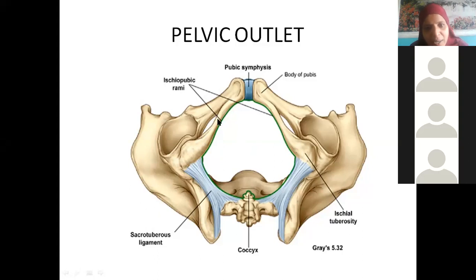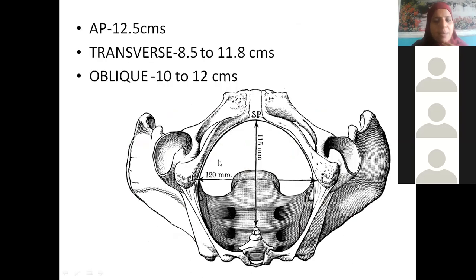Suppose you are taking the dimension from the ischiopubic ramus of the right side to the sacrotuberous ligament of the left side, what diameter is running? Yes, very good, Abhinav. Oblique diameter. So how many diameters do we have? This is one antero-posterior, then oblique, and then we have the transverse diameter.